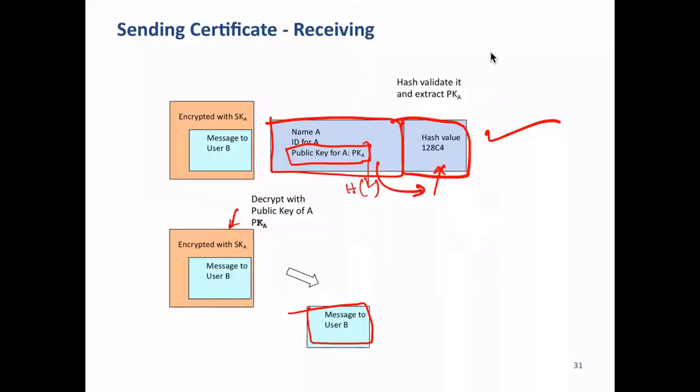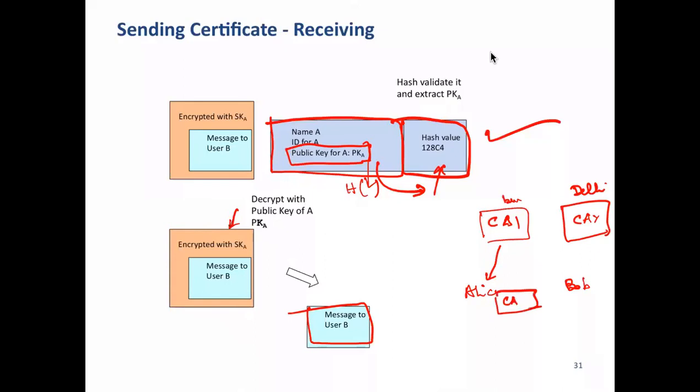Now, what will happen? You assume that CA is in the same group. I am in Bangalore and CA is also there. Okay, so Alice is in Bangalore. So this is a Bangalore CA. So he wants to talk to now Bob, and Bob is in Delhi. So there is a CA1 and then there is CA2. Okay, if Alice sends the certificate issued by CA1, Bob may not trust it.